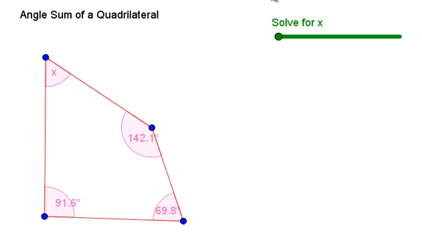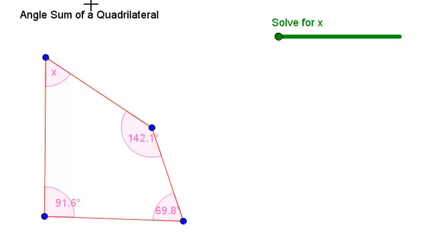We're going to take a look at finding the interior angles of a quadrilateral, but in particular we're going to be looking at finding the values of two unknown angles. So just to do a recap of what we've already done, we've already looked at finding one unknown angle within a quadrilateral.